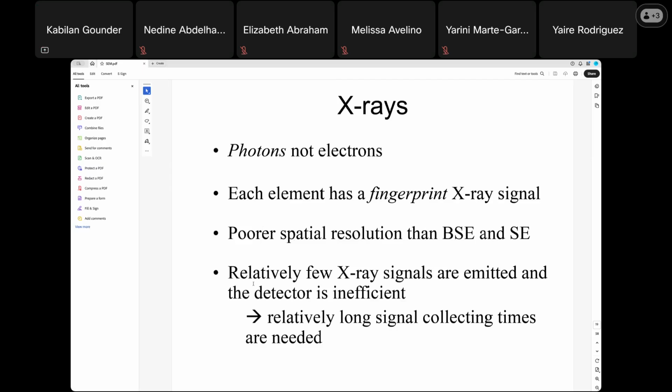Another signal is X-ray, that is photons, not electrons. Each element has a fingerprint X-ray signal. Also, X-rays have poorer spatial resolution than backscattered and secondary electrons, relatively few signals are emitted, and the detector is inefficient. So X-rays need relatively long signal collection times.